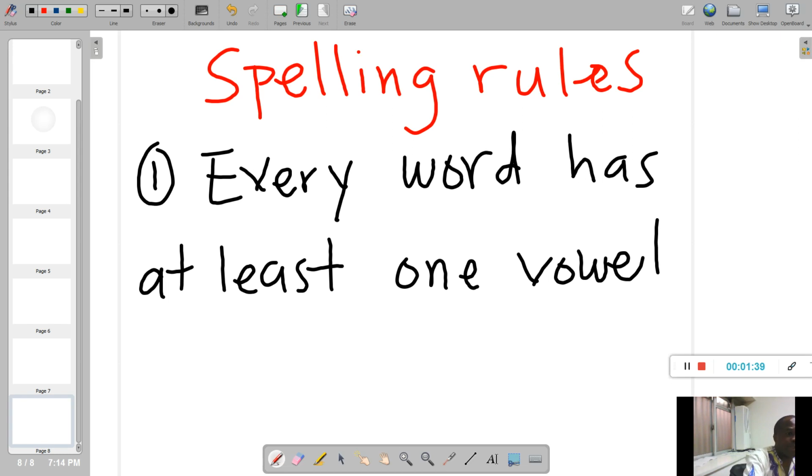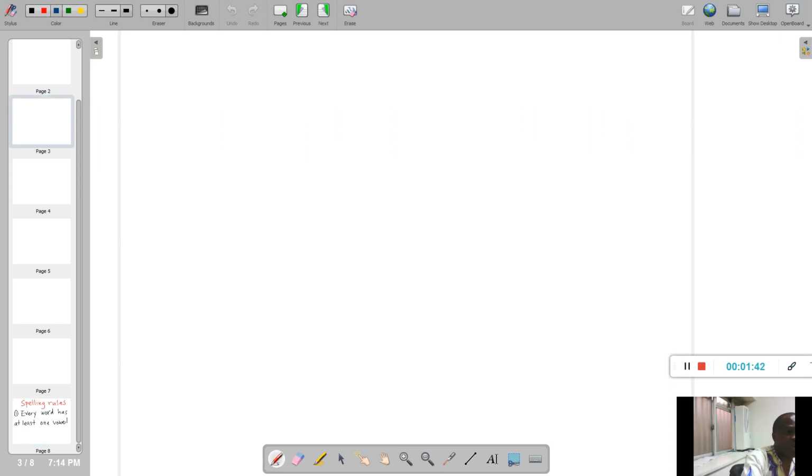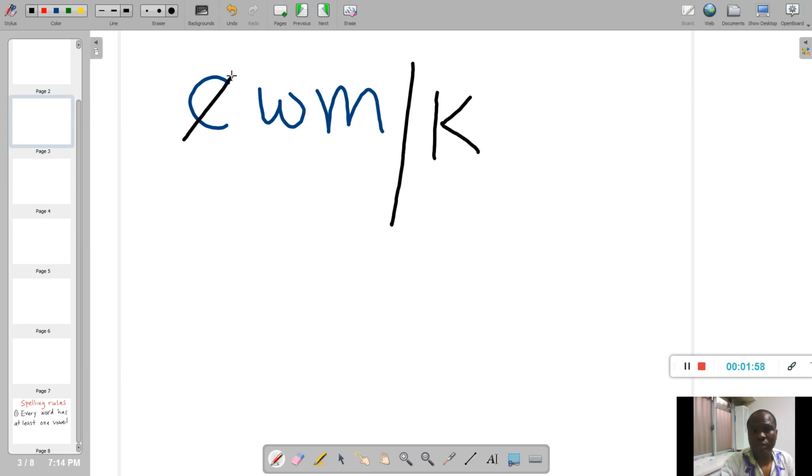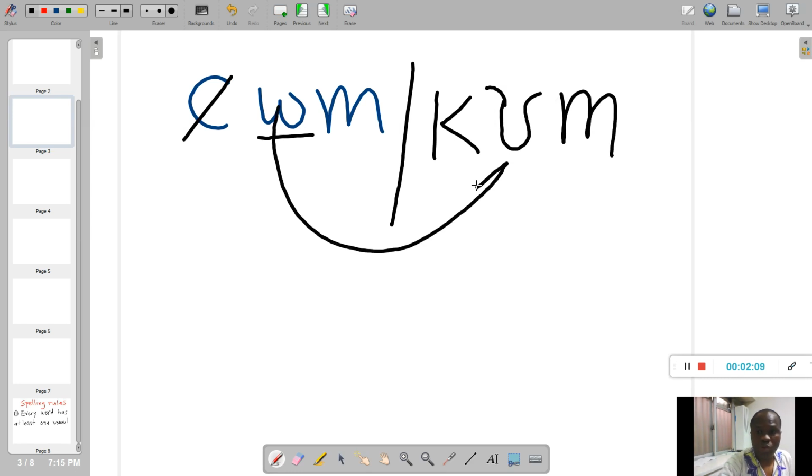So an example is this word, CWM. If you look at it initially, you realize that there's no vowel. But when you write the IPA, let me write the IPA, it becomes K. And this W is going to change to the U sound. So I have the M. And the M and the C maintained their originality. In IPA, we don't write C, but we represent it with the K sound.